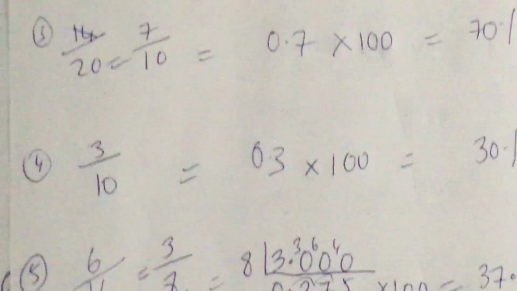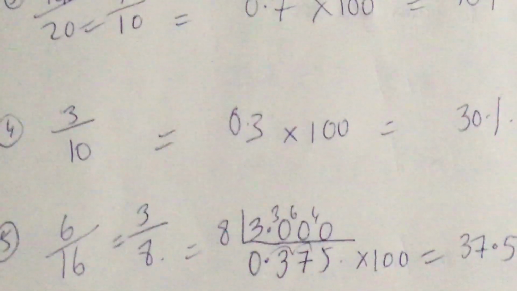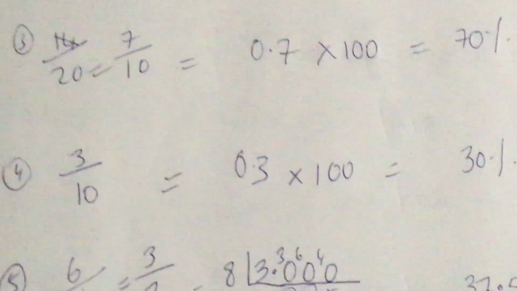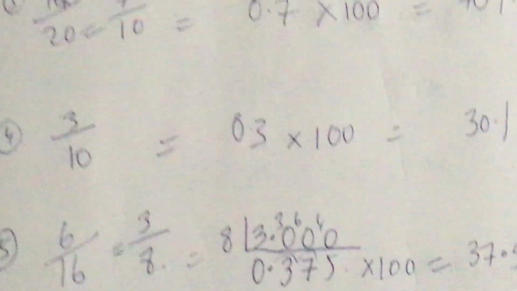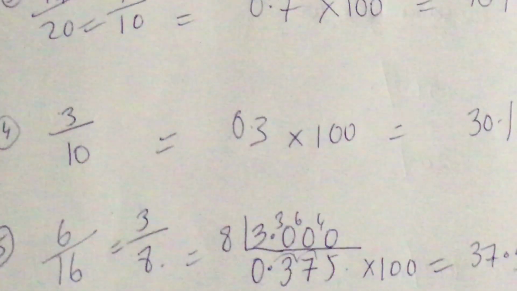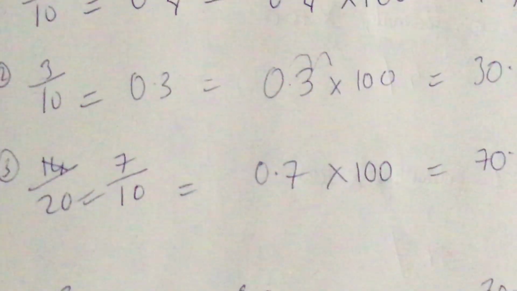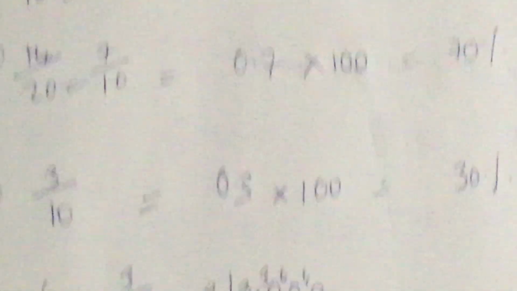3/8 is the same as 3 divided by 8. That line means divided by. So I want to make 3/8 into a decimal. Because I don't know it directly, like 3/10 we know is 0.3. We know that 7/10 is 0.7. We know that 4/10 is 0.4. So here we have 3/8.